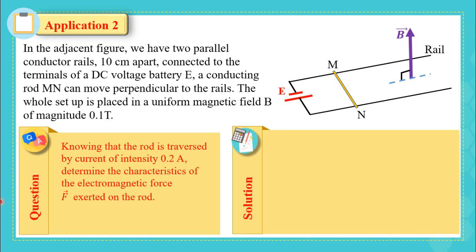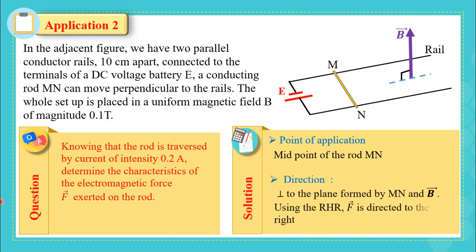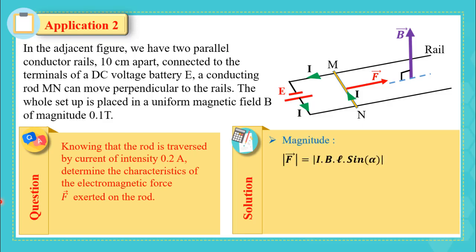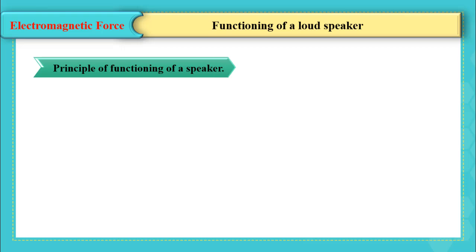First, the point of application is the midpoint of the rod MN. The direction is perpendicular to the plane formed by MN and B vector. Using the right-hand rule, it is directed to the right. Finally, the magnitude of F vector is I B L sine the angle alpha, then it is 0.2 times 0.1 times 0.1 times sine 90, since I and B are perpendicular to each other, and finally the answer is 0.002 newton.